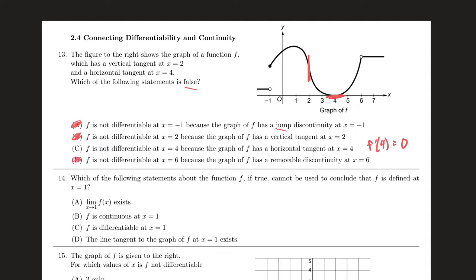So that's actually true. The vertical tangent is specific to derivatives, and then the jump and the removable discontinuity are cases where you can't take the derivative if it's not continuous. So those ones are actually true, which means C has to be the right answer.